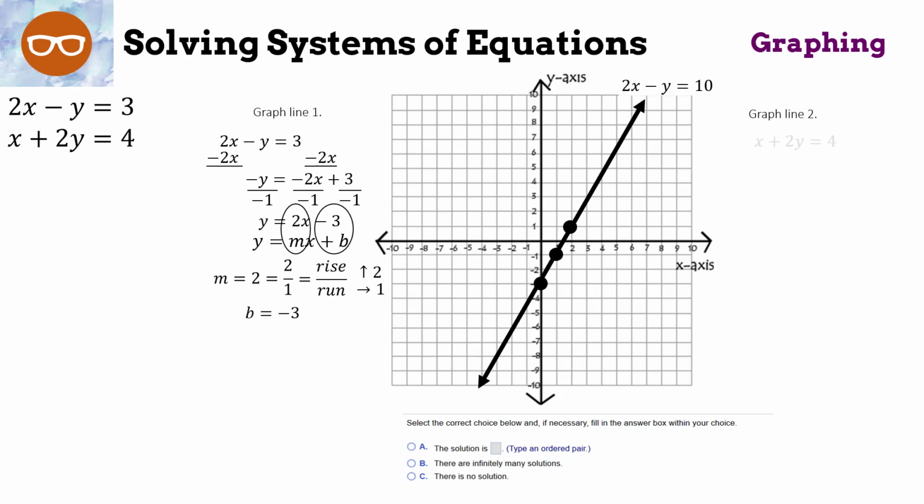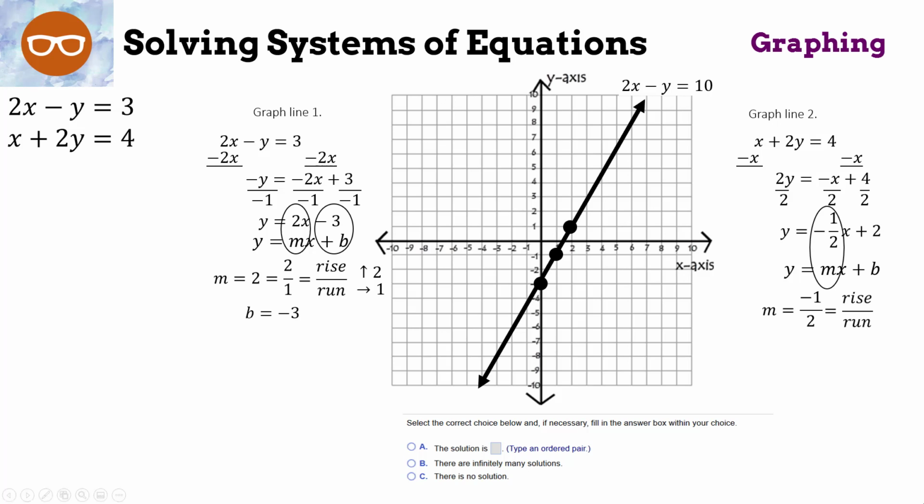Let's look at the second line. Our second line is x plus 2y equals 4. Once again, I want it to look like y equals mx plus b. I'm going to subtract x from both sides, which gives us 2y equals -x plus 4. I need to divide everything by 2, and that is y equals -1/2 x plus 2. Once again, I like to write y equals mx plus b right underneath it because I can circle my slope, which is -1/2. Remember, we need rise over run, and my y-intercept, which is 2.